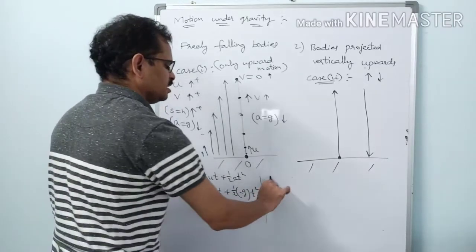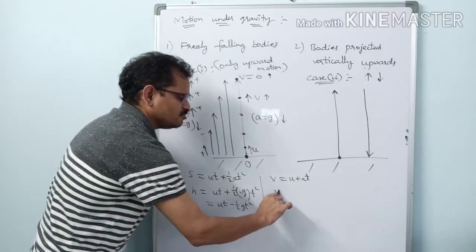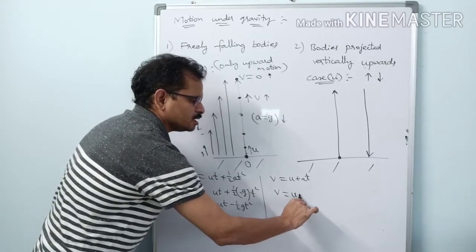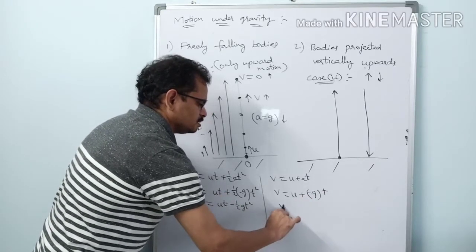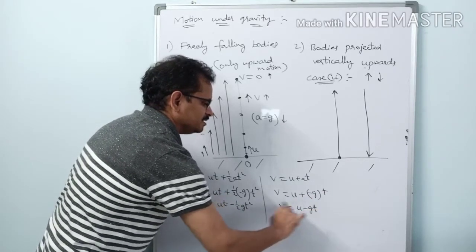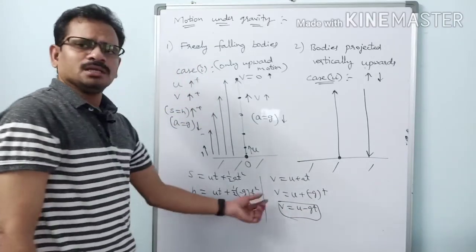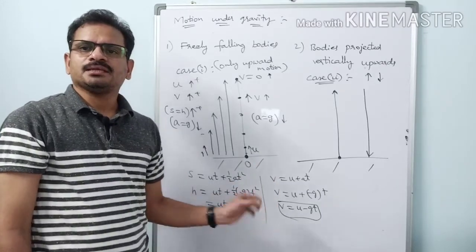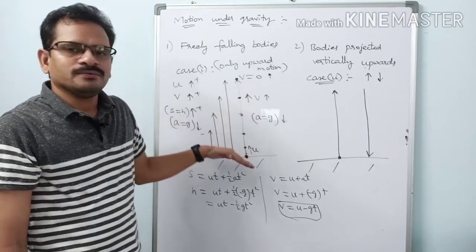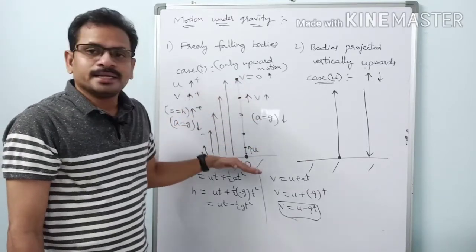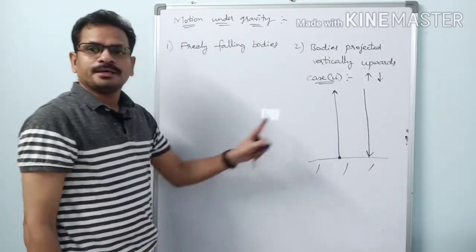Okay. Similarly, v equal to u plus at is the standard equation. So in this case, v is positive, u is positive, plus a equal to minus g. So v equal to u minus gt. Got it? So in all the standard equations just replace a with minus g, that's enough. So this case is also a simple case for us. Which case? Considering only upward journey. Okay, got it?